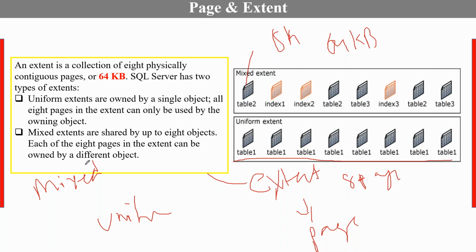Very important interview question, so I'm repeating. Pages are very important, architecture is very important, extents are very important. They will definitely ask what an extent is and how many types are available. Your answer should be: 8 continuous physical data pages make one extent, and each extent is 64 kilobytes. There are two types, uniform and mixed. Uniform means the 8 pages contain single object data; mixed means they contain different objects' data.